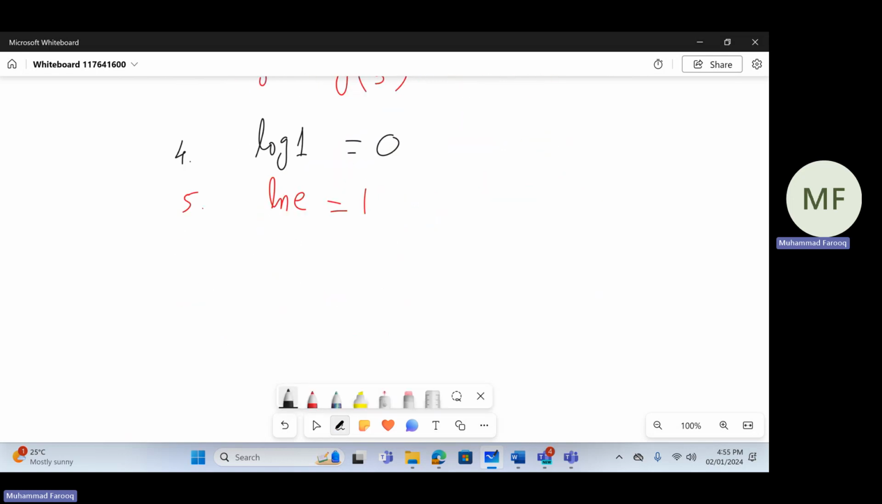So I think it's good. We are discussing the graph of natural log or log as well. Basically, this is a basic function graph. This is y equals log x or ln x. Do you know the log function has an asymptote?